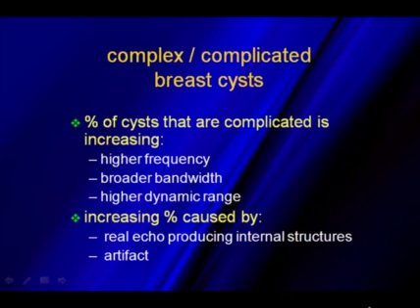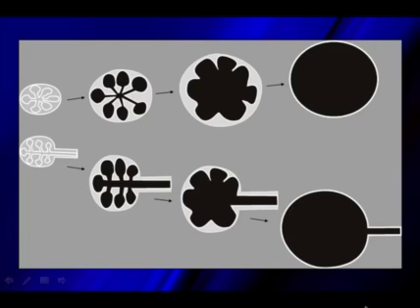Now, the percentage of cysts that are complicated is increasing. One reason is we're using higher frequency transducers than we did in the past. We have broadband technology, and we're using a higher dynamic range than we used to. So also what we're noticing is real echoes produce internal structures, and there's also some artifact that we'll see.